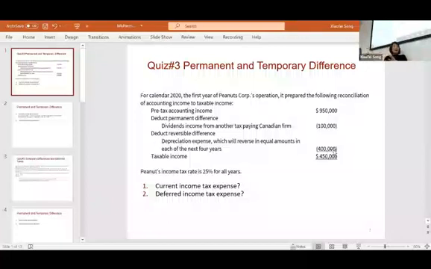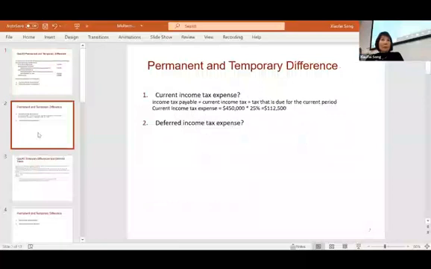And so in the future, in the next 4 years together, the taxable income will be $400,000 more than accounting income, because all these will be added back. So that means $400,000 more will be taxable, right?